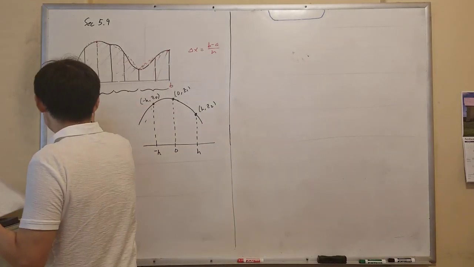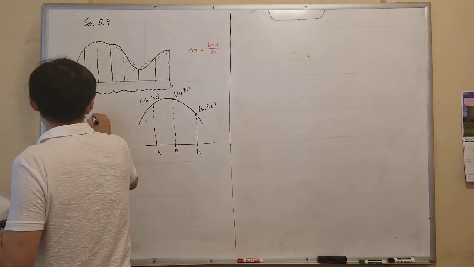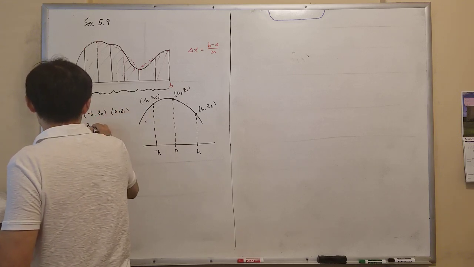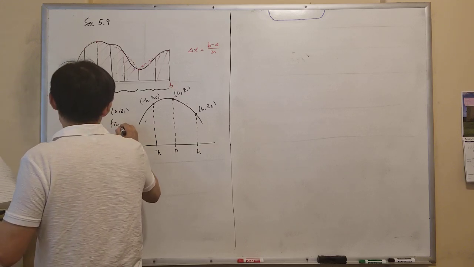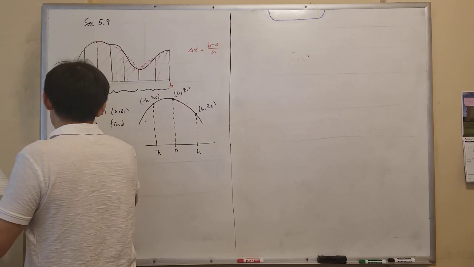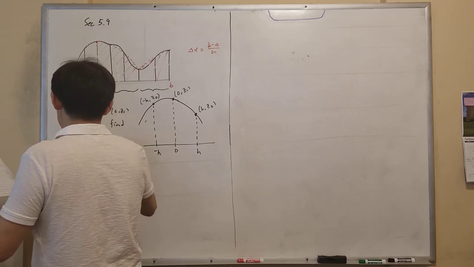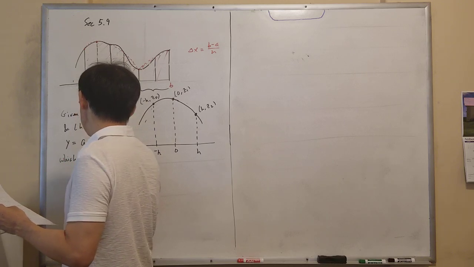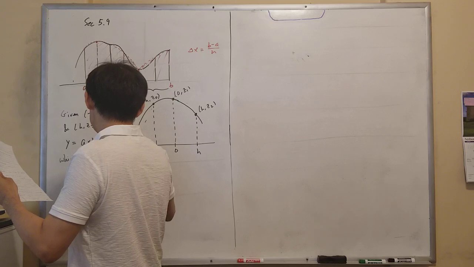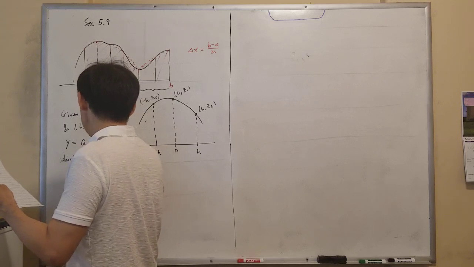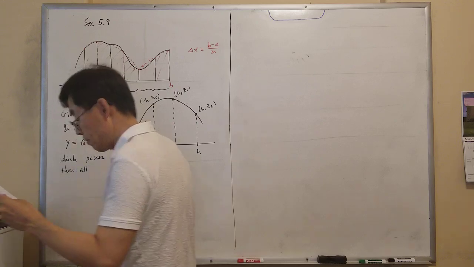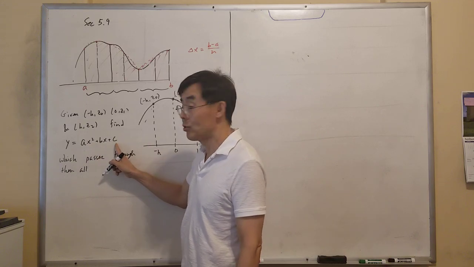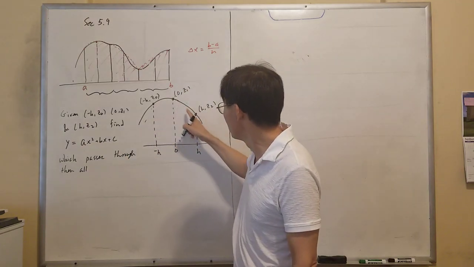So given these 3 points, minus h z0, 0 z1, h z2, find a quadratic function up to degree 2 which passes through them all. Okay? So we have to determine the a, b, c values so that this graph will go through these 3 points.